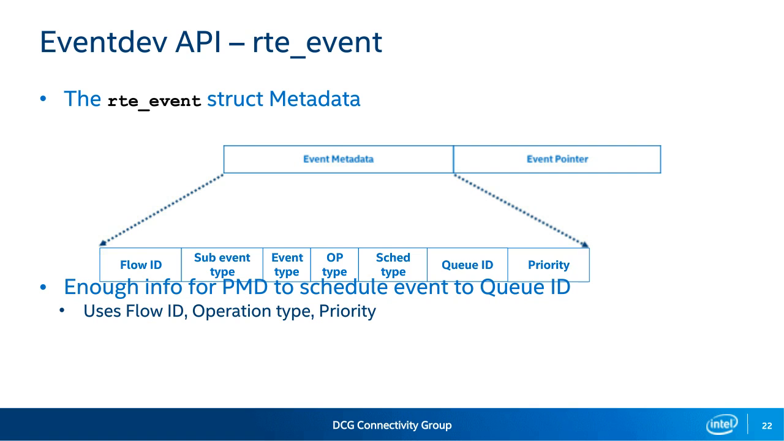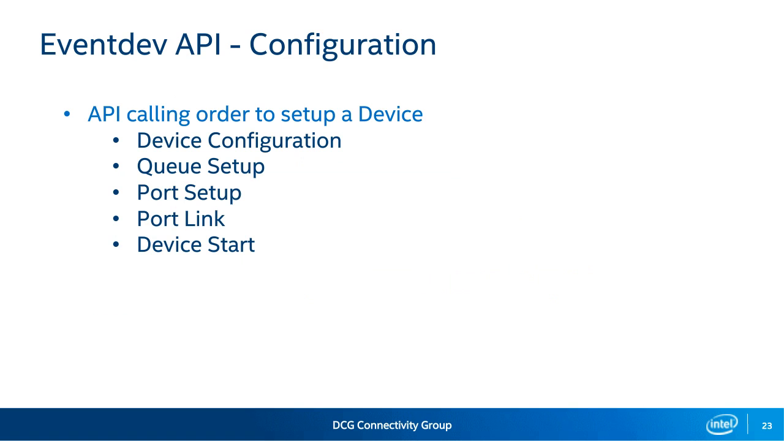When you instantiate an event dev API, you'll go in this order. You'll instantiate a device configuration, set up all the ports, then link the ports as you want, and then get the device started and it will start processing.